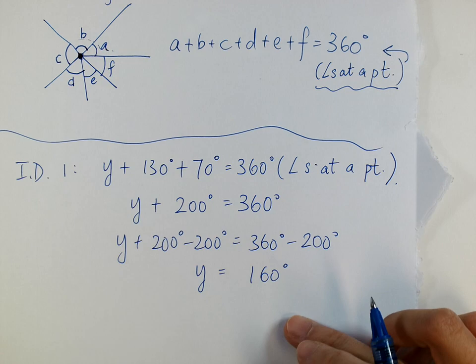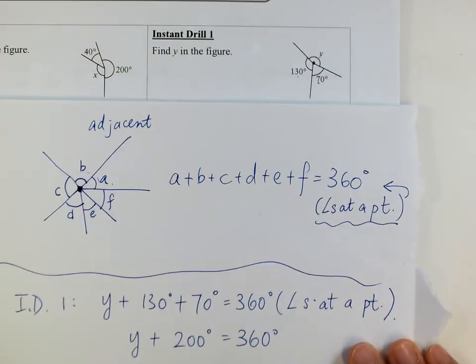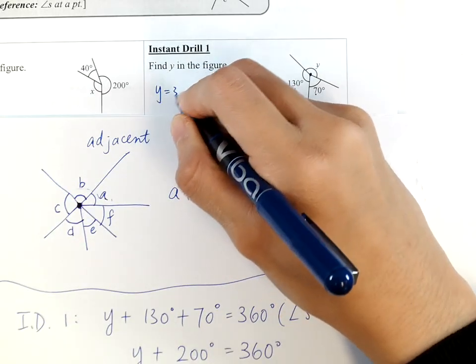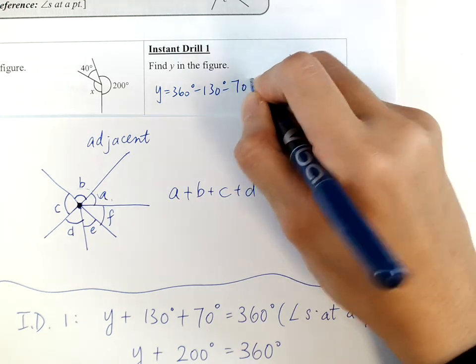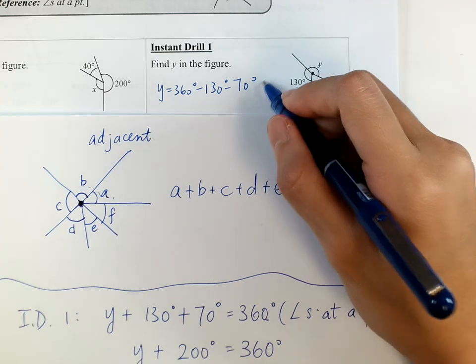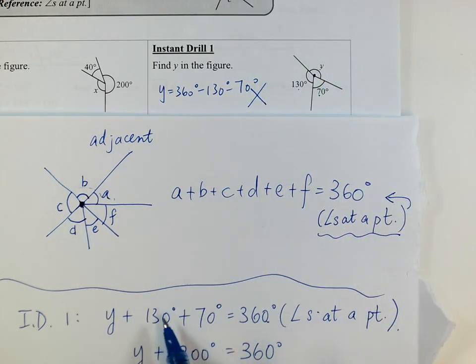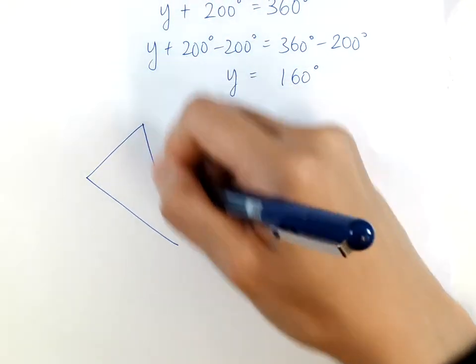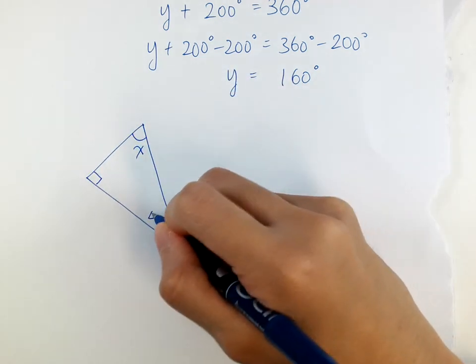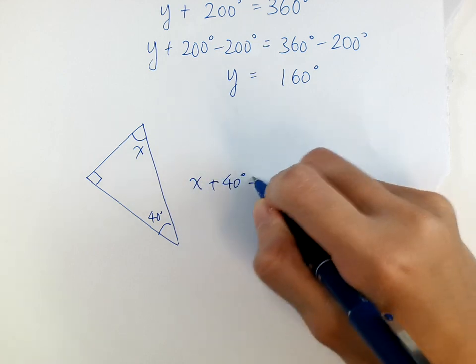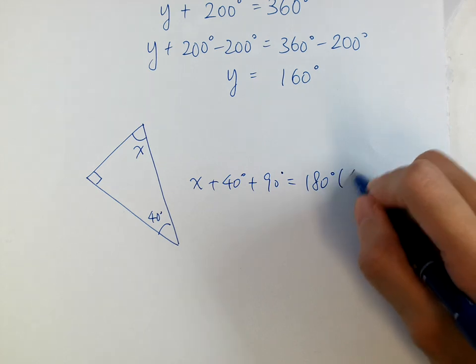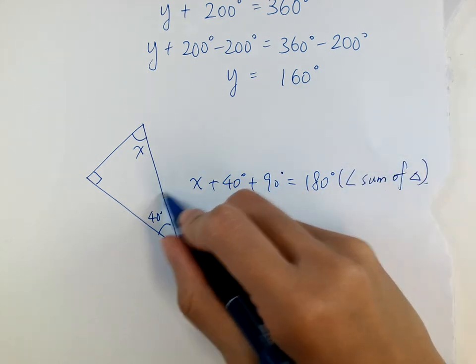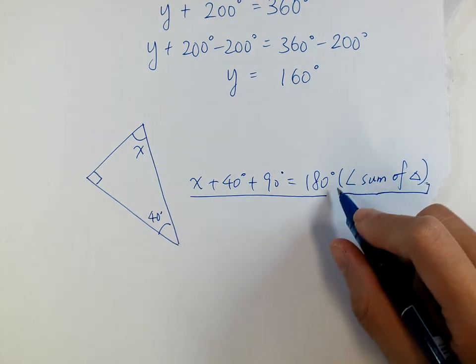Some of you may ask me, Miss Zheng, can I just write y equals 360 minus 130 minus 70 instead of summing them up? Sorry, you cannot do this, because we should do the addition first. This theorem is talking about the angles at a point, so we should sum them up to get the result of 360. It's the same when you calculate the angles of a triangle, for example, with 90, 40 and x you want to find. We always start with x plus 40 plus 90 equals 180. We should set up an equation, because when we want to use the reasons, we should set up an equation.